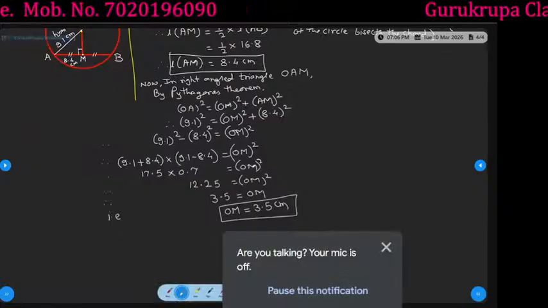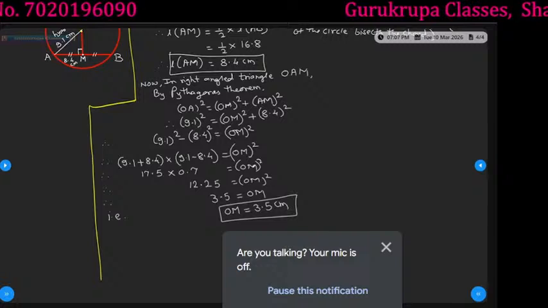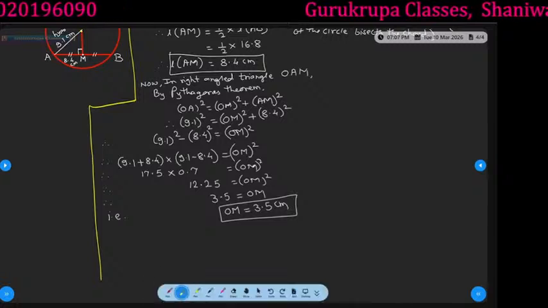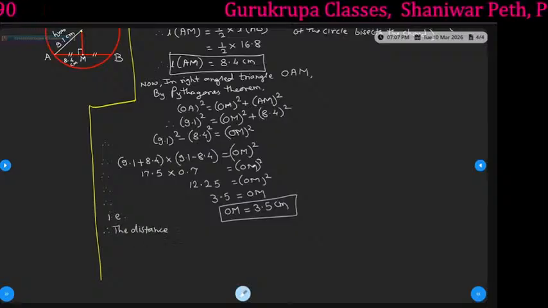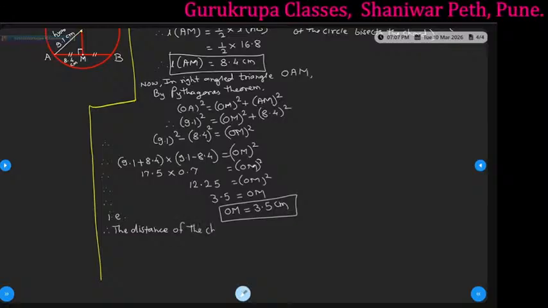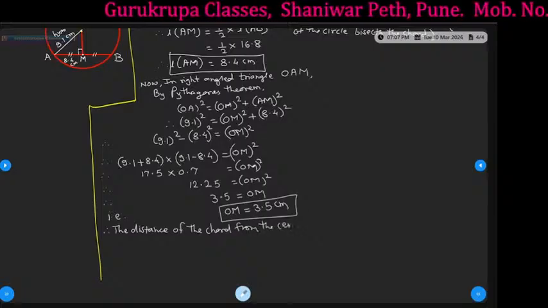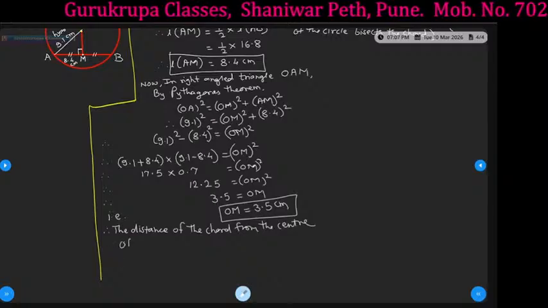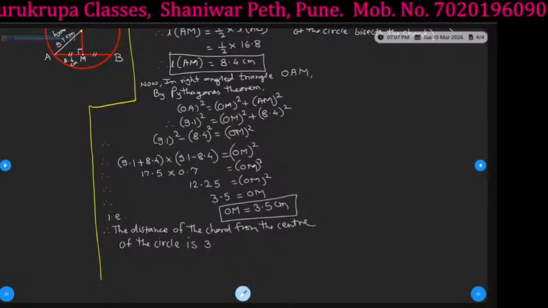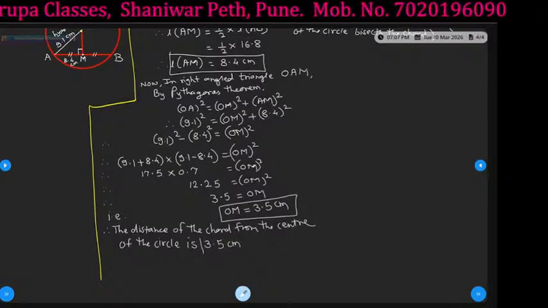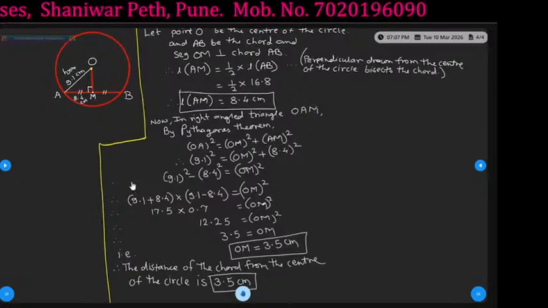Okay, any question, any queries? So here we solved: OM is the distance, therefore the distance of the chord from the center of the circle is how much centimeter? 3.5 centimeter. Okay, any question, any queries?